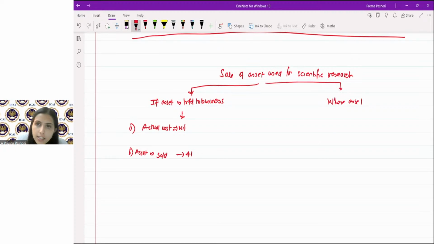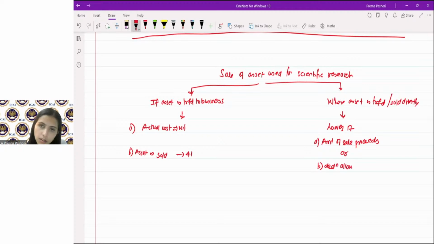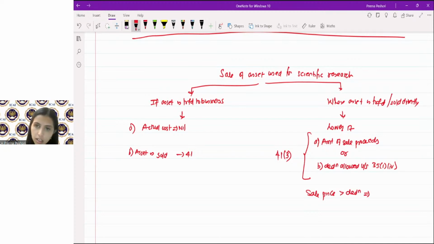Where the asset is transferred or sold directly, then the lower of the amount of sale proceeds or the deduction allowed under section 35(1)(iv) will be taxable under 41(3), and the balance sale price, if it is greater than the deduction, then capital gains. Clear? The excess amount will be taxable under capital gains.